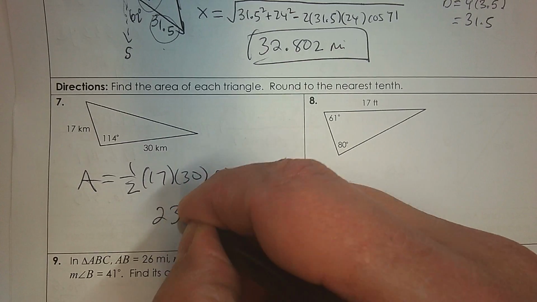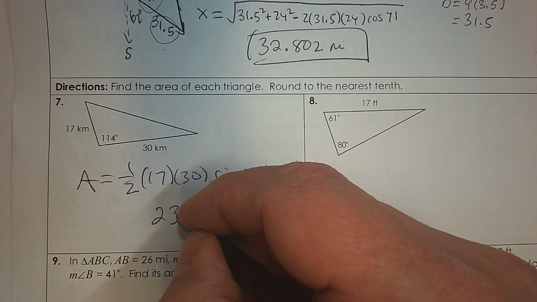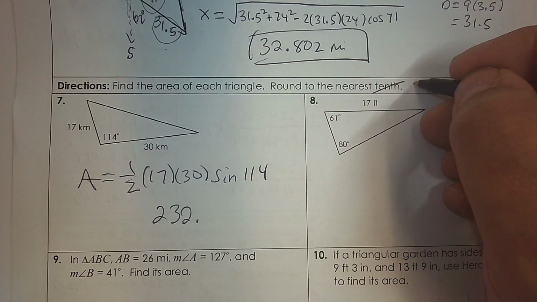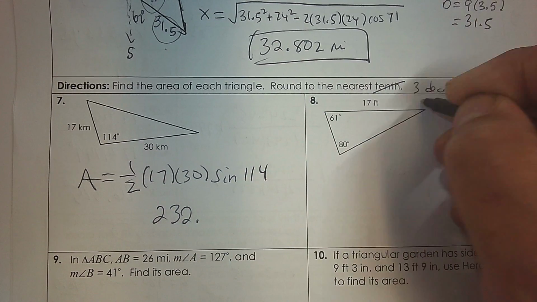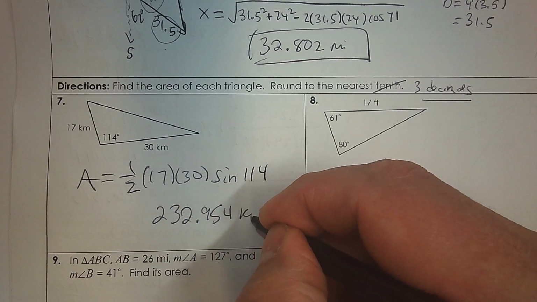232 point, they say round to the nearest tenth, whatever. I'm going to go to 3 decimals. Good habit. 954. And that's kilometers squared because it's area.